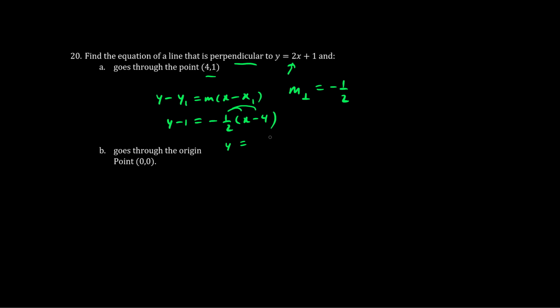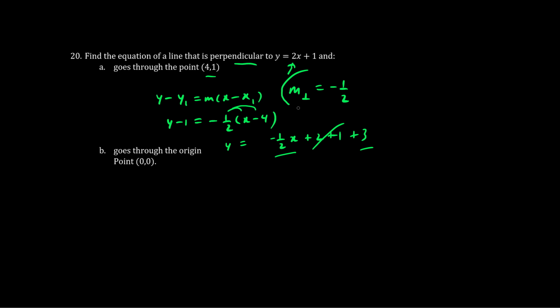y equals negative 1/2 x. Negative times negative is positive. 4 over 2 is 2. When we throw the negative 1 over, we have a plus 1. So 2 plus 1 is 3. So we have a slope and we have a y-intercept.